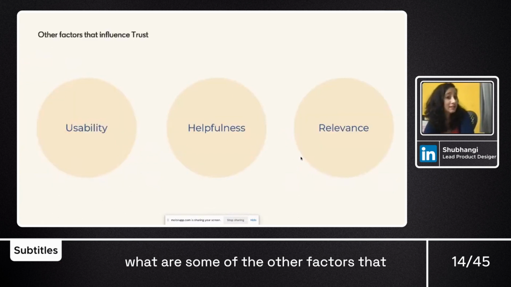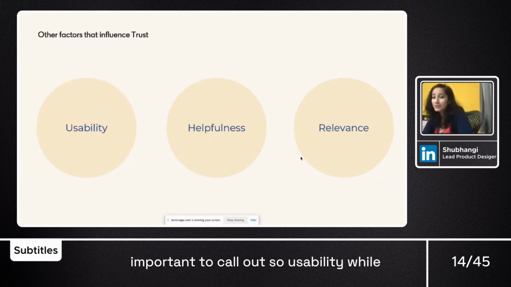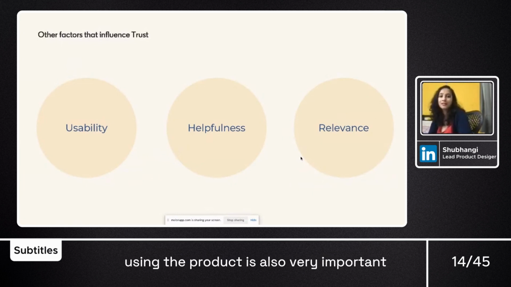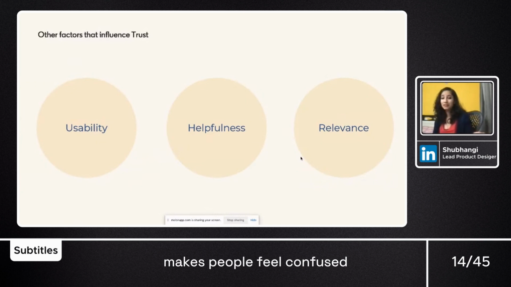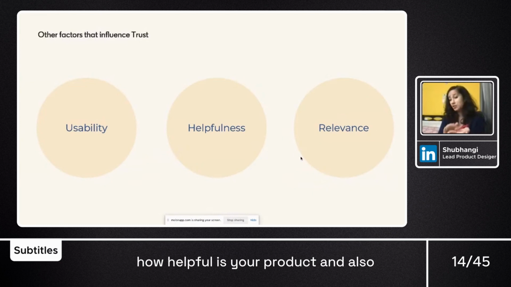What are some of the other factors that influence trust? They seem to be simple, but it's actually very important to call out. So usability while using the product is also very important. This is something that we do day in and day out as designers, but having an overloaded UI that is confusing, that makes people feel confused instead of confident, can hamper trust. How helpful is your product? And also relevance. For instance, if you go to a feed-based product, what kind of information does it show you? Or if you go to an e-learning product, what kind of videos does it recommend? Do you actually find it useful? Do you find it relevant?